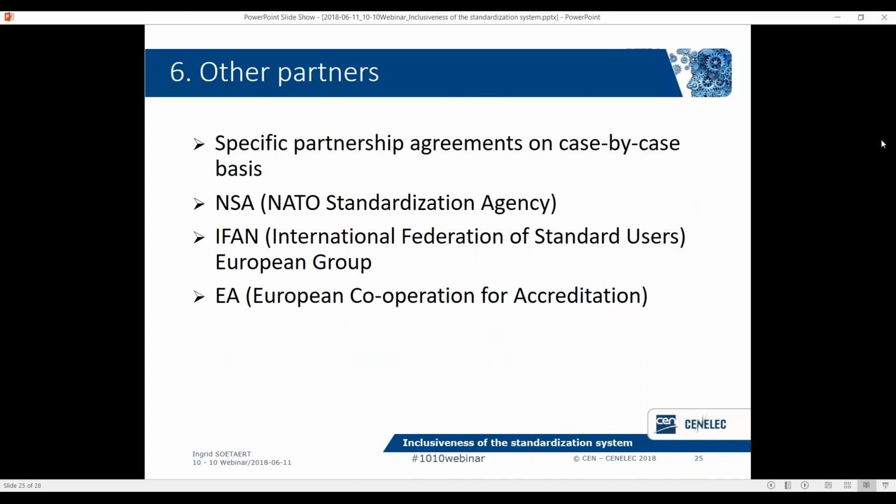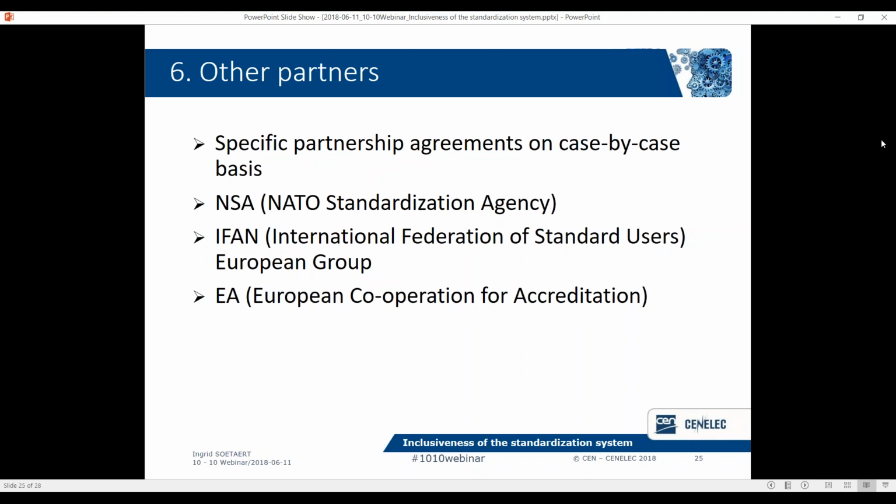And finally, we have the other partner organizations, which concern a few specific and exceptional cases when the organization or the nature of the partnership do not fall under any of the above indicated categories. CEN and CENELEC may negotiate specific partnership agreements on a case-by-case basis. Some examples: NSA, the NATO Standardization Agency. It's an international governmental organization.